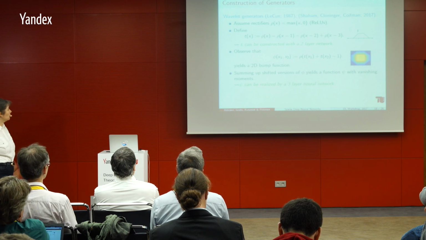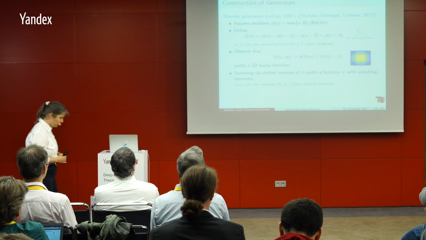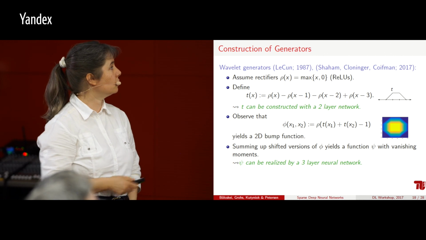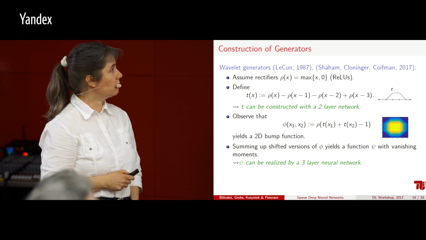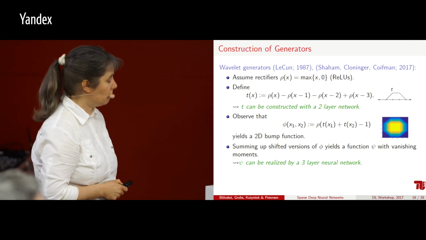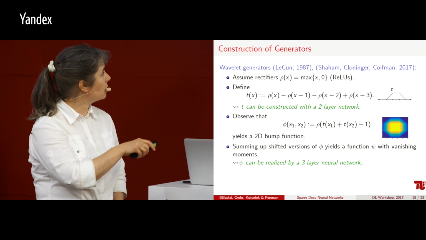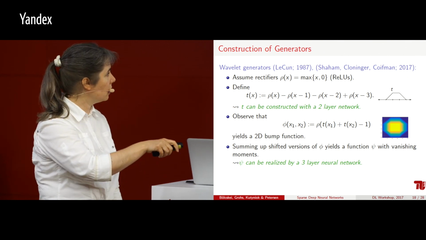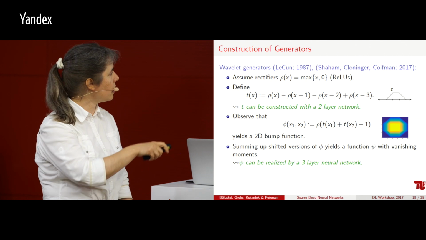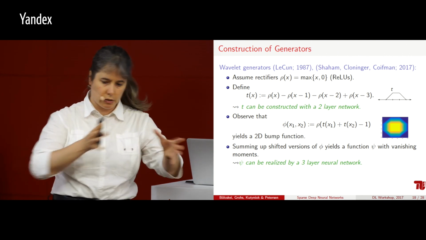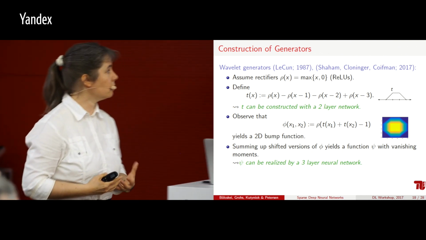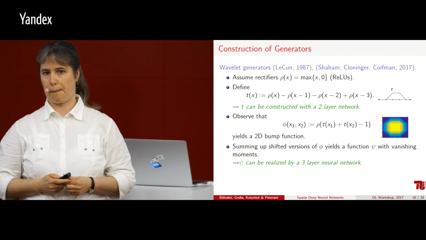Actually, the key idea, or let's say early ideas, were already there when I was in New York. Yann LeCun told me that in his PhD thesis he already had early ideas how to build functions using these neural networks, in particular functions of this type. Then it was refined in recent work by Shaham, Cloninger, and Coifman. So what did they do? They took ReLUs and built a bump function using those. Then they went to 2D by combining those in a certain way. Now, if you have this 2D bump function and you shift it, you can create what we call vanishing moments, which are important for this theory, and you can realize this by a 3-layer network.